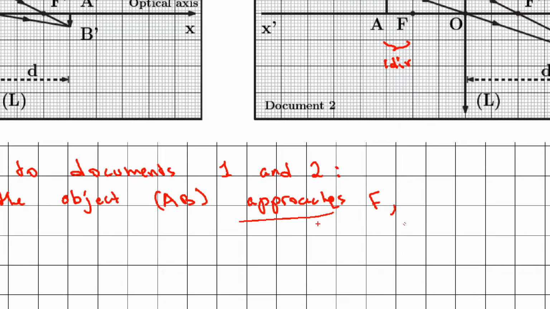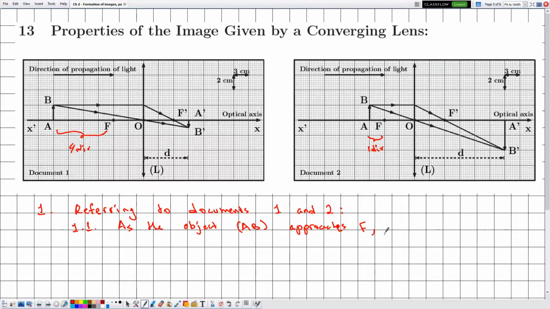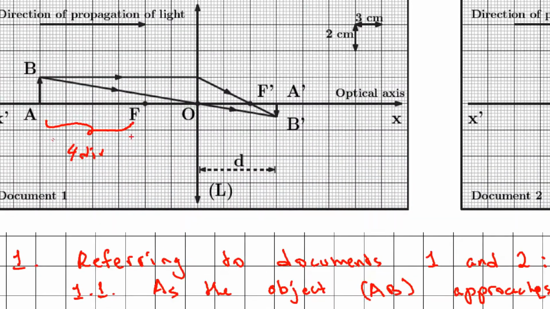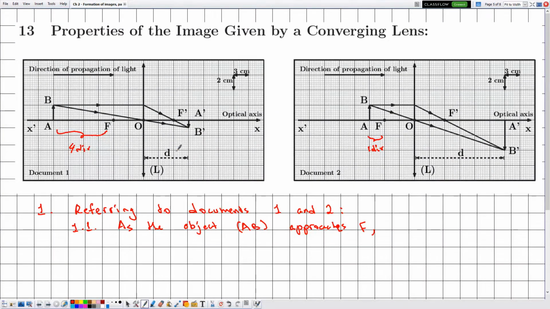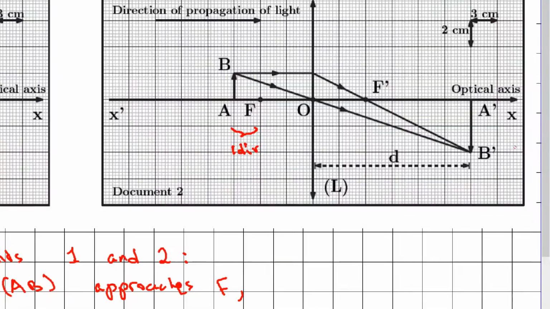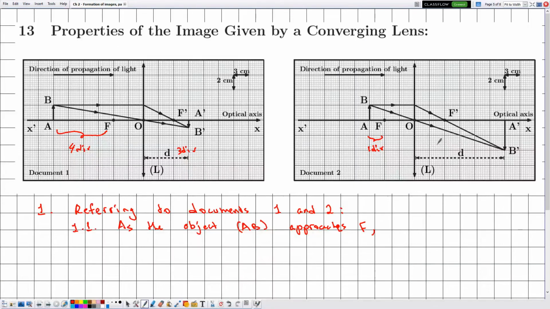And the word approaches means getting closer. So now the object AB is closer to the object focus F. Now here in document 1, the distance D, which represents the distance between the lens and the image, consists of 3 divisions. Whereas when the object AB is closer to the object focus, this distance D, which is also the distance between the lens and the image A prime B prime, consists of 1, 2, 3, 4, 5, 6 divisions.